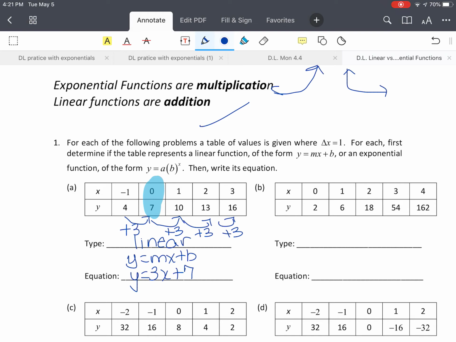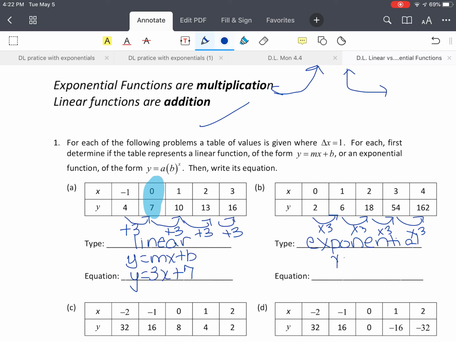Okay, let's take a look at B: 2, 6, 18, 54, 162. If we want to say maybe it's linear, are we adding? 2 plus 4 is 6, but is 6 plus 4 18? No. So it's not linear because we're not adding. So let's try multiplication. 2 times 3 is 6. Is 6 times 3 18? Yeah. 18 times 3, is that 54? Yeah. 54 times 3, that's 162. So it is exponential.